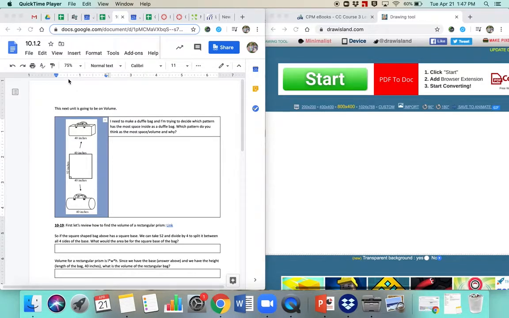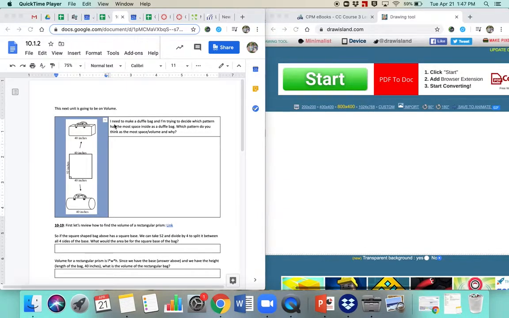10.1.2. This next unit is going to be on volume. So today we're going to be looking at the differences between two different duffel bags. Now both of these duffel bags were made using this piece of fabric, which is 52 by 40 inches.